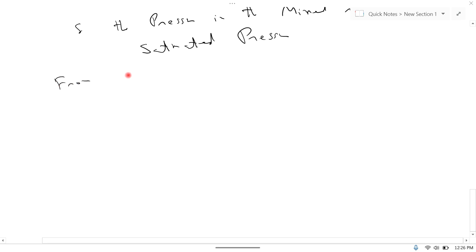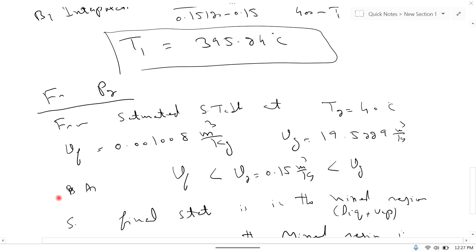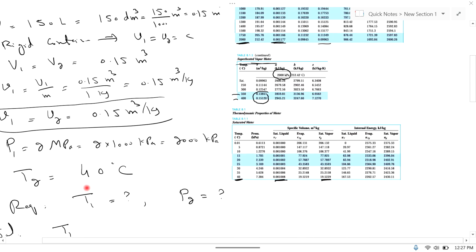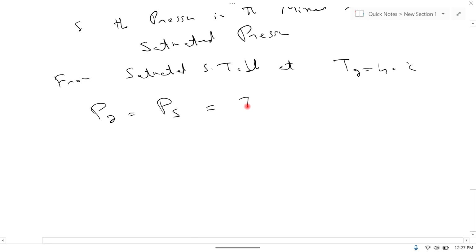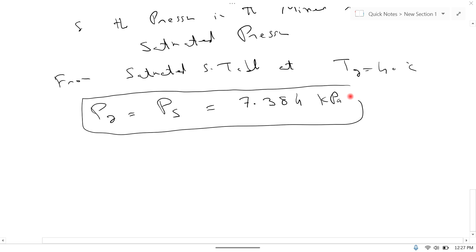So from saturated steam table, at temperature T2 equal to 40 degrees centigrade, P2 is actually equal to saturated pressure, which is equal to 7.384 kilopascal. And this is the end of the problem.